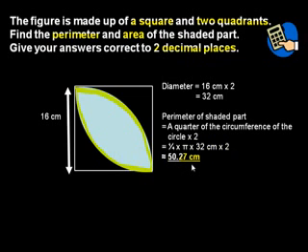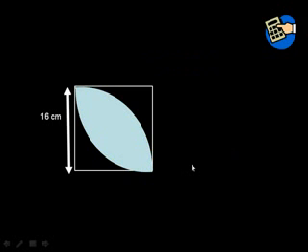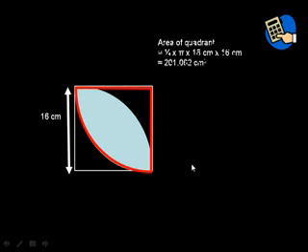The next part of the question asks us to find the area of the shaded part. Now, let's take a look at this quadrant, the one outlined in red. Okay, let's find the area of this quadrant, which is 1/4 times pi times radius, and the radius is 16 centimeters. So the area of this quadrant is 201.062 square centimeters.